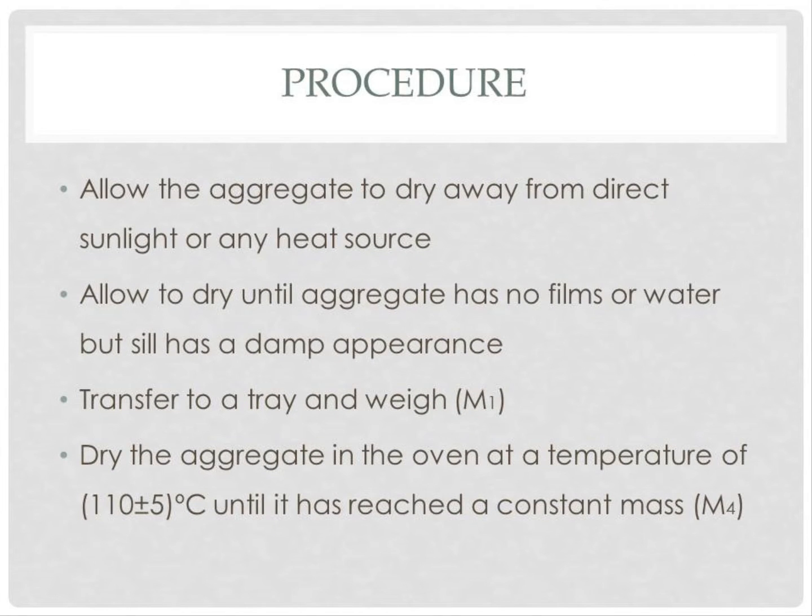Allow the aggregate to dry away from direct sunlight or any heat source. Allow to dry until the aggregate has no films of water but still has a damp appearance. Transfer to a tray and weigh M1. Dry the aggregate in the oven at a temperature of 110 plus or minus 5 degrees Celsius until it has reached a constant mass M4.